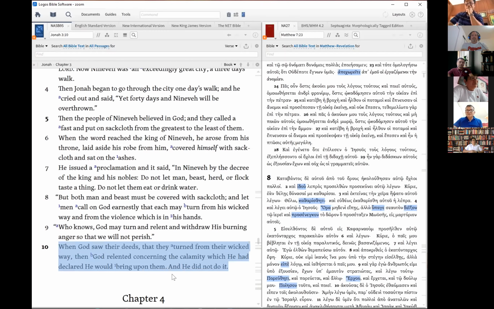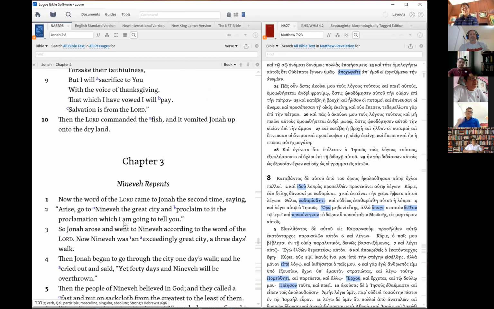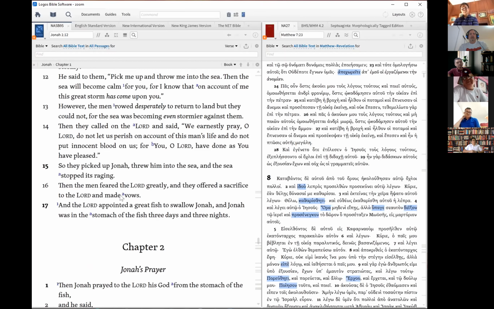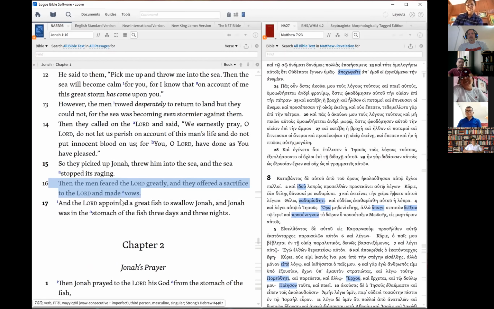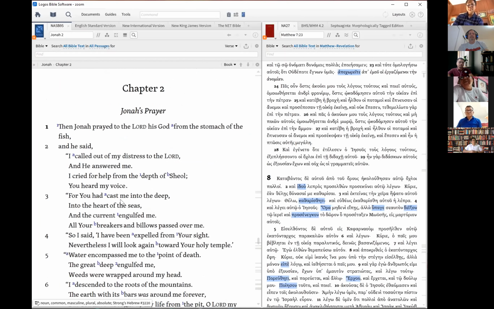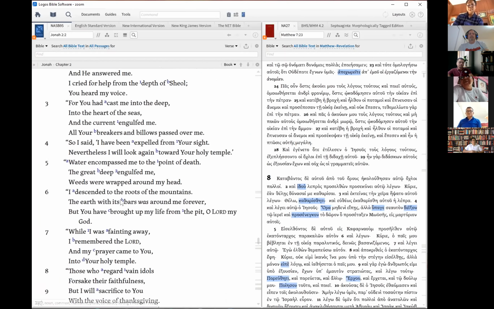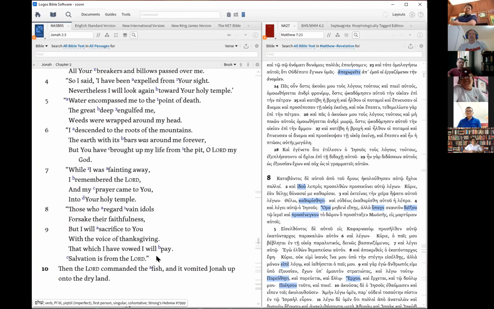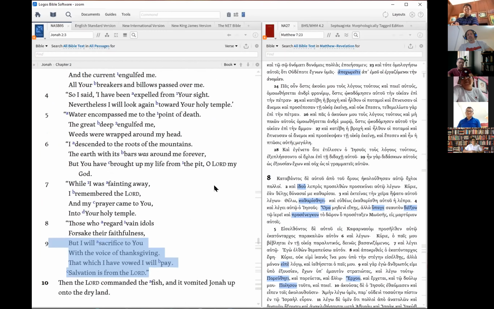All right? It's the same in chapter 1. I think verse 16 connects to the point of the whole book. Chapter 2, salvation is from the Lord. Verse 9 connects sort of to the theme of the book.